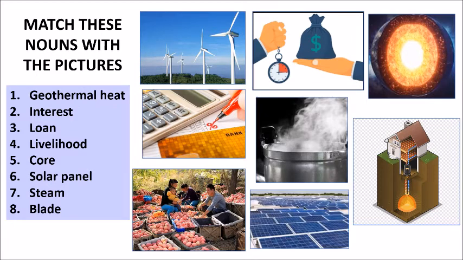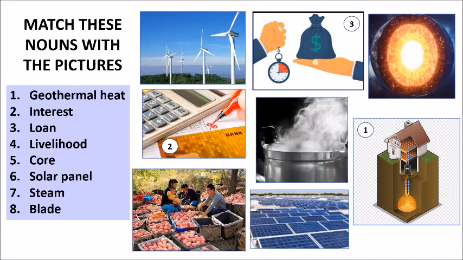For geothermal heat, we have that it is the heat inside the earth, which corresponds to this picture. You can see that the house is obtaining energy from the rock that is surrounding the nucleus or the center of the earth. Okay, then we have interest, which is money charged by banks to people who have borrowed from them. So this would be picture number 2. Then we have loan, which is a sum of money which is borrowed and has to be paid back.